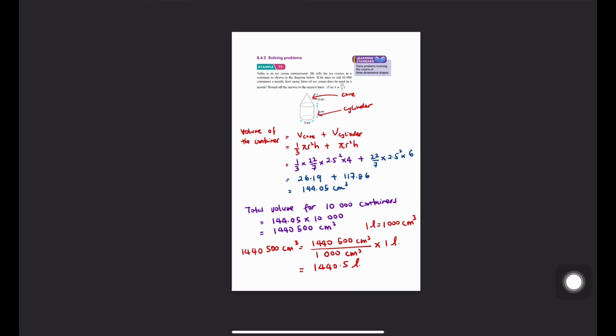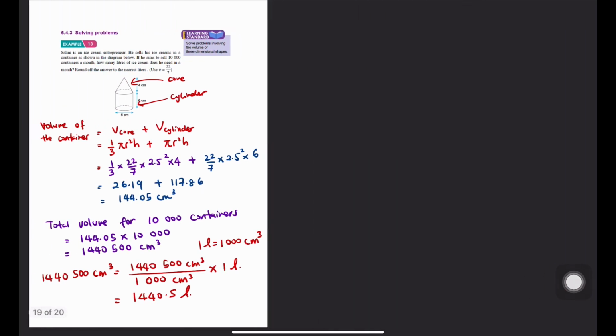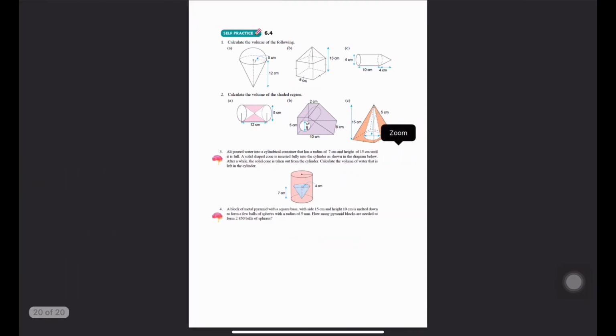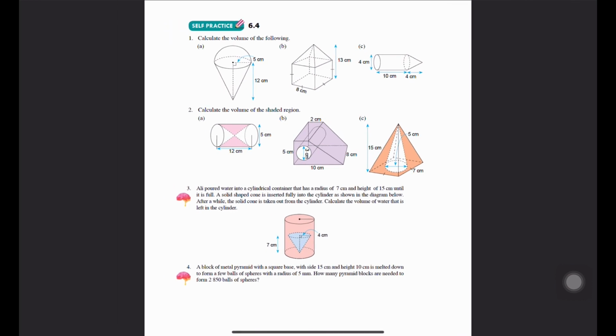So far so good, everyone? Now, this is your assignment for today. It looks like a lot, but it's actually very simple. I want you to try number 1, A, B, C, number 2, A, B, C, and number 3. Number 3 is for boys, I want boys to try number 3. Number 4 is for girls.